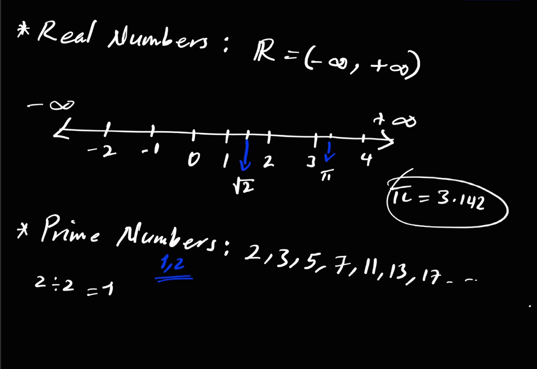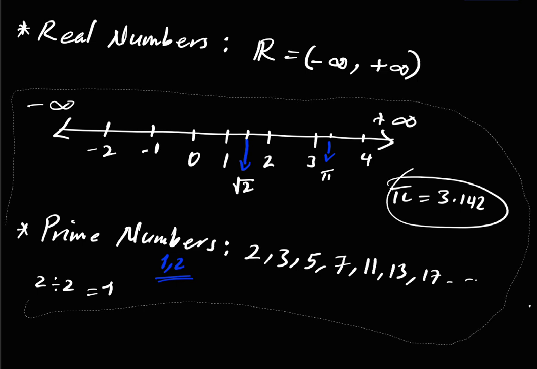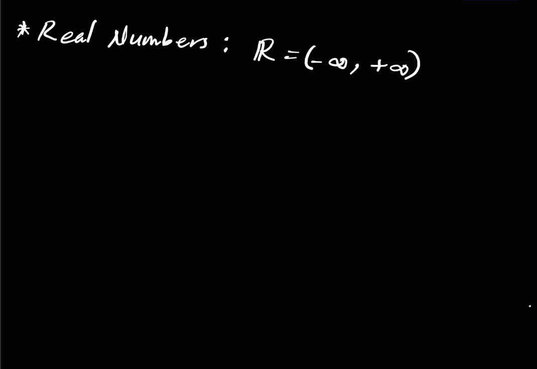Now, another type of numbers that we have are called even numbers and odd numbers. I have to clear some space here. Let's say even numbers and odd numbers. Well, what are even numbers? Even numbers are numbers that are perfectly divisible by 2. Numbers that you can divide by 2 without any remainder or any decimal points are called even numbers.